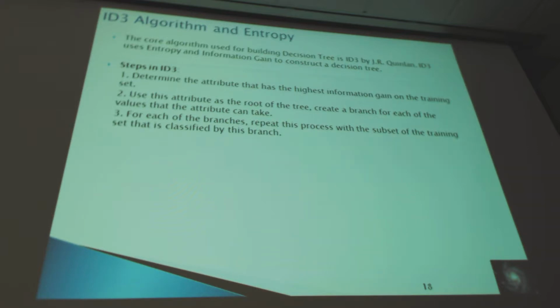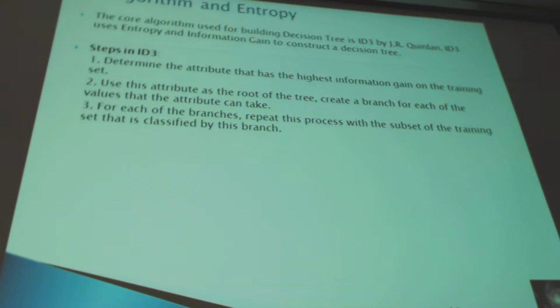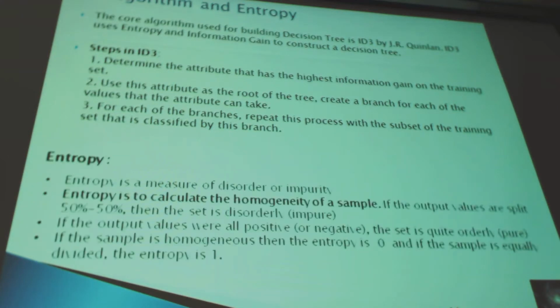Now these steps follow an algorithm, which is the ID3 algorithm by Quinlan. It uses entropy and information gain to construct the decision tree. So these are the steps. First, you determine the attribute that has the highest information gain on the training set. So that becomes your root node. And then you create a branch for each of the values that the attribute can take. For each of these branches, you repeat the process with the subset of the training set that is classified by the branch. So it's the same process you apply for the branches.